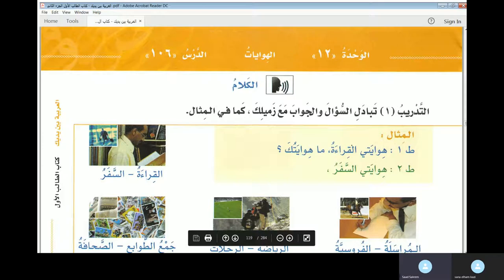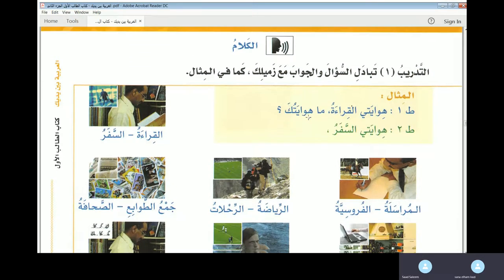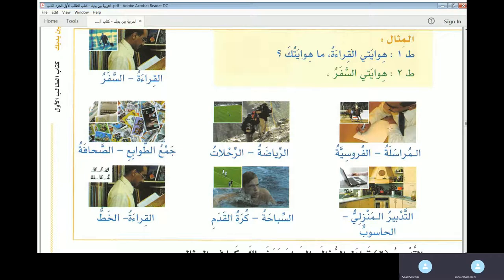Next we have الكلام started. التدريب الأول: تبادل السؤال والجواب مع زميلك كما في المثال. المثال: طالب الأول: هوايتي القراءة. ما هواياتك؟ My hobby is reading. What is your hobby? طالب الثاني: هوايتي السفر. My hobby is traveling. هوايتي المراسلة. My hobby is sending letters. What is your hobby? ما هوايتك؟ هوايتي الفروسية. My hobby is horse riding.